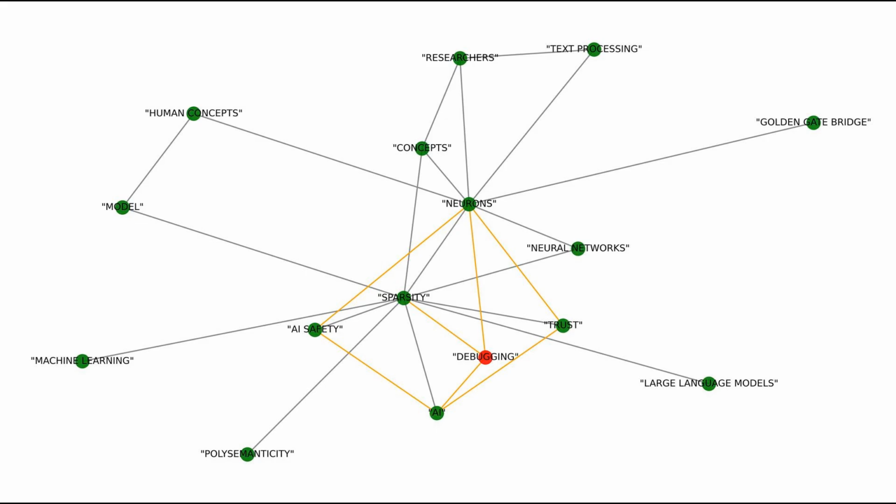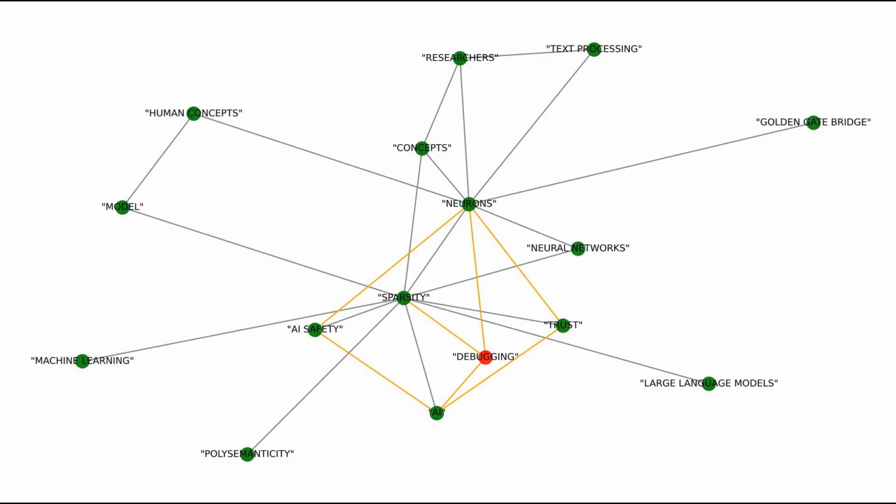Two, debugging. When issues arise in AI behavior, being able to pinpoint which neurons are involved allows for easier troubleshooting. It's like having a detailed map of a city. If there's a traffic jam, a problem, you can quickly find out which road, or neuron, is causing it and take corrective action.